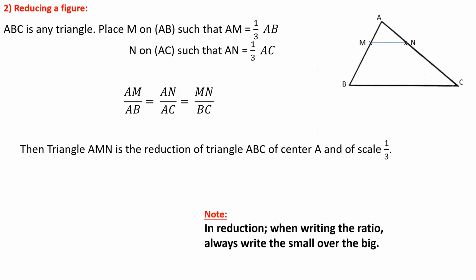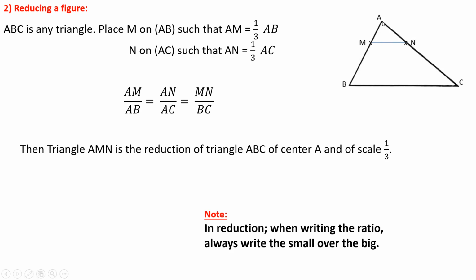Reducing a figure, making a figure smaller. Here I have the basic triangle ABC. After putting 2 points M and N, M is on AB and AM is equal to 1 over 3 AB, N is on AC and AN equals 1 over 3 AC. So here I've made AC smaller and here I have made AB smaller. So I got a triangle AMN.